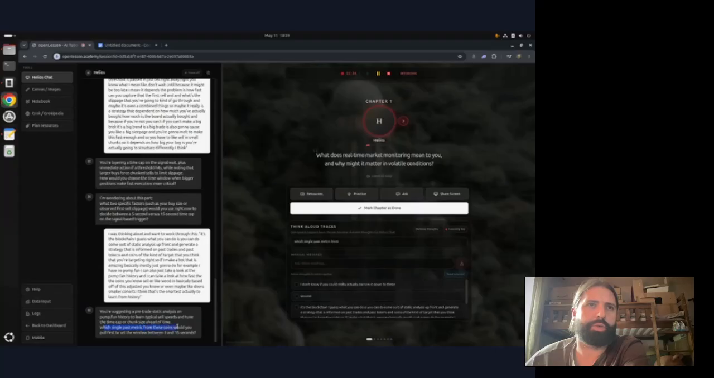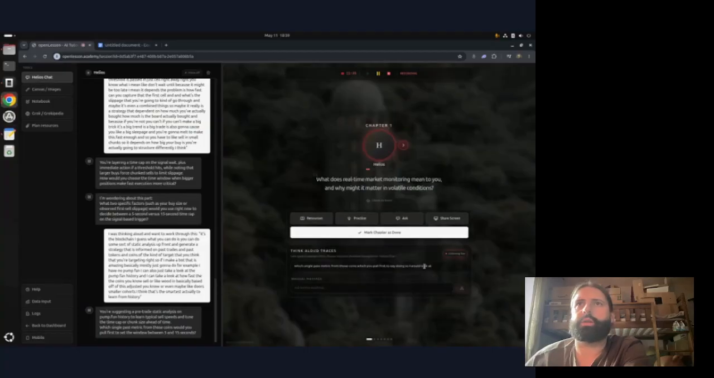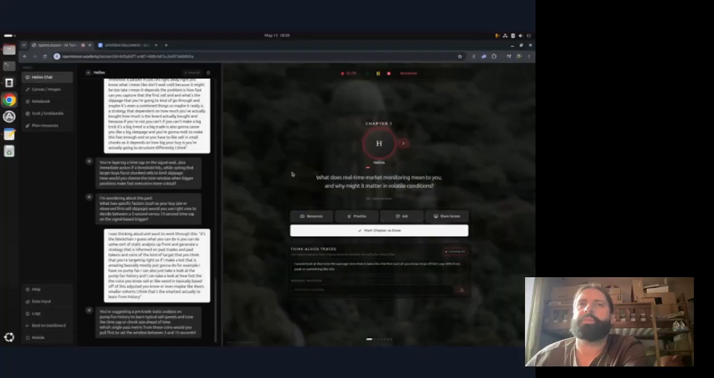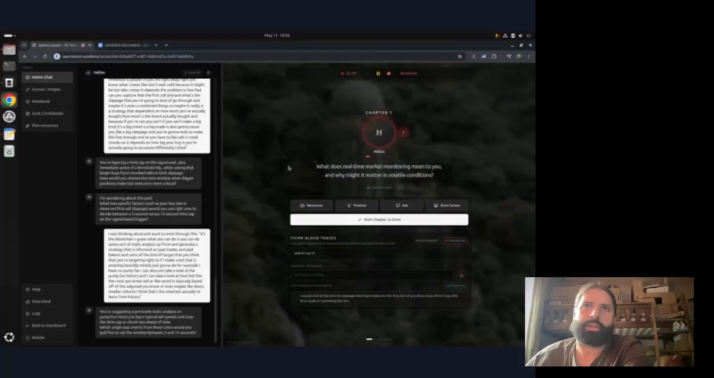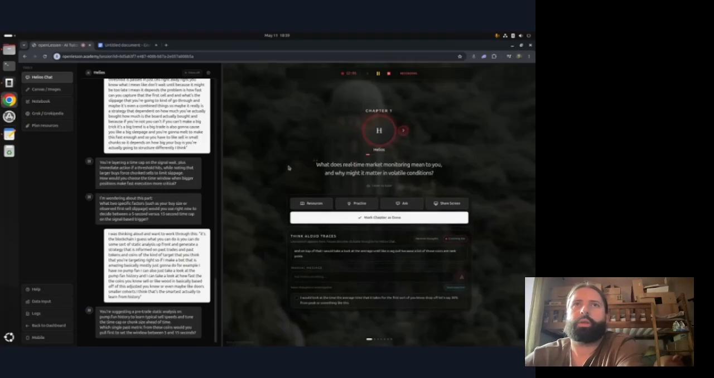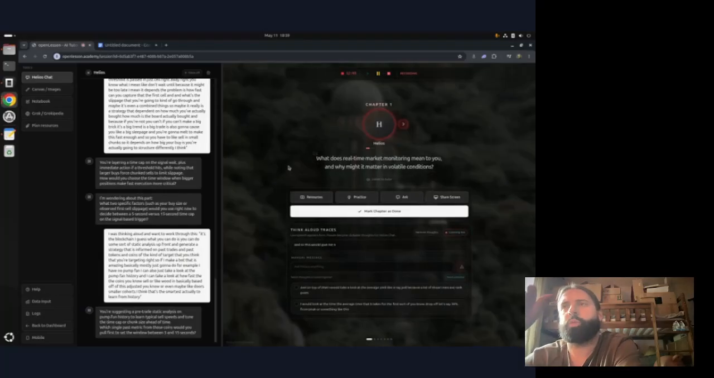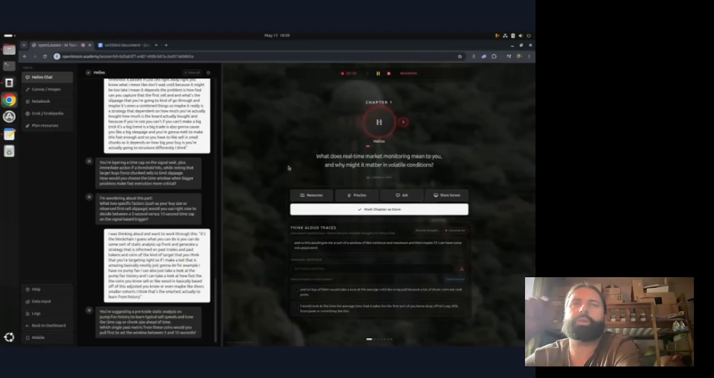Which single pass metric from those coins would you pull first to set the window between? So I would look at the average time that it takes for the first drop of, let's say, 30% from peak or something like that. And on top of that, I would take a look at the average time until a rug pull, because a lot of those coins are rug pulls. This would give me a minimum and maximum window, and then maybe I can have some risk adjustment parameters on the bot, and then stay in between those elements.